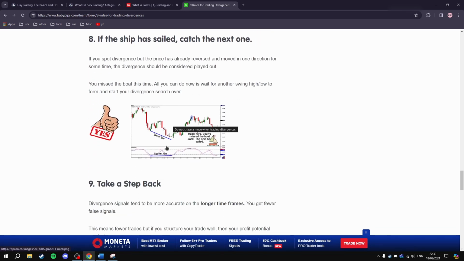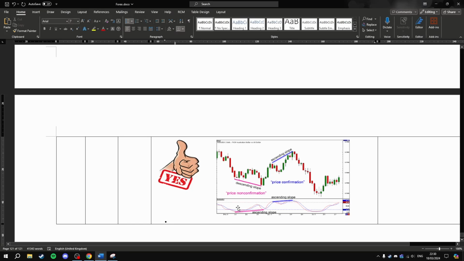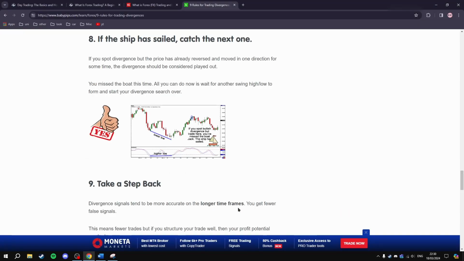If the ship has sailed, catch the next one. If you spot divergence but the price has already reversed and moved in one direction for some time, the divergence should be considered played out. You missed the boat this time. What we can do now is wait for another swing high or low to form and start your divergence search over.